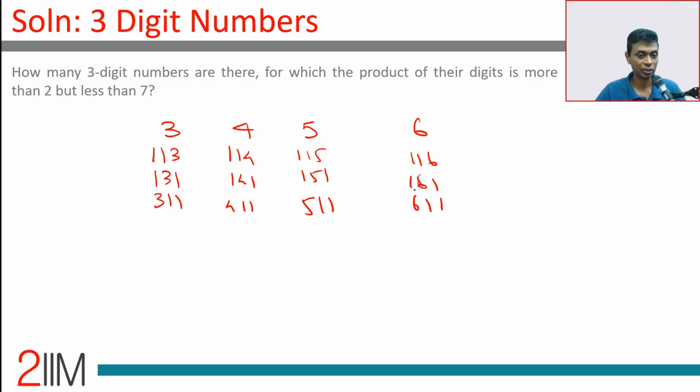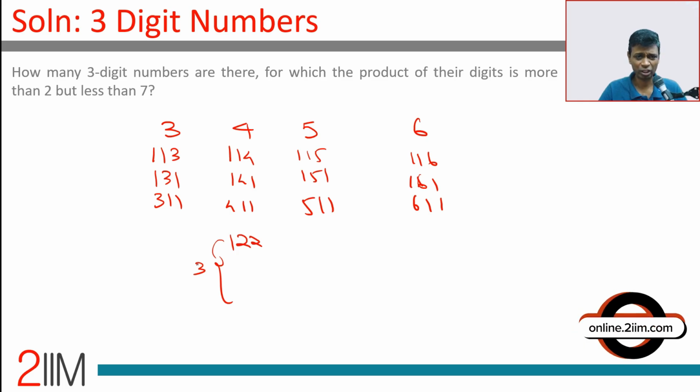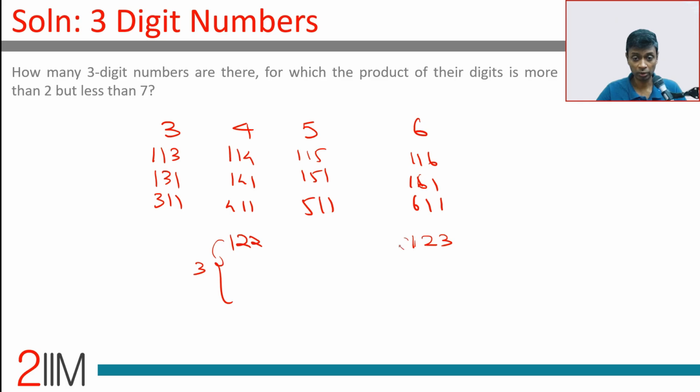So far so good. 4 can also be written as 2 into 2. So put 2 2's and a 1. Here 1, 2, 2 and 3 variants happen. 3 more here. 6 can be written as 2 into 3, apart from 1 into 6 of course. So this is 1 into 2 into 3. This will have 6 variants.